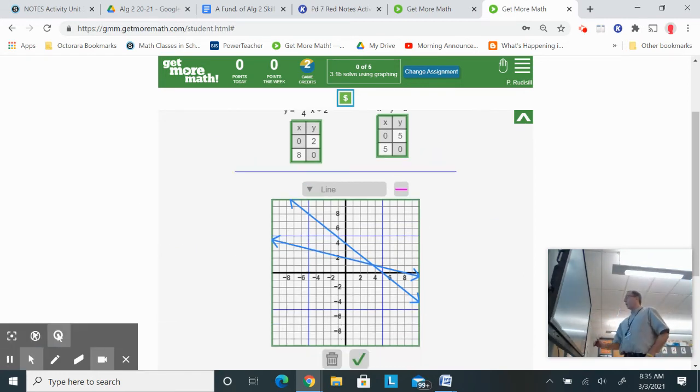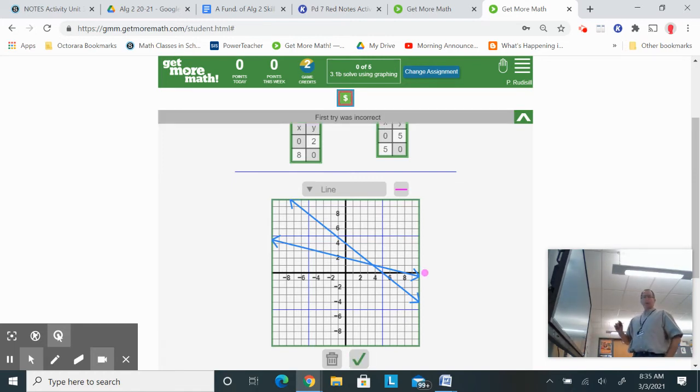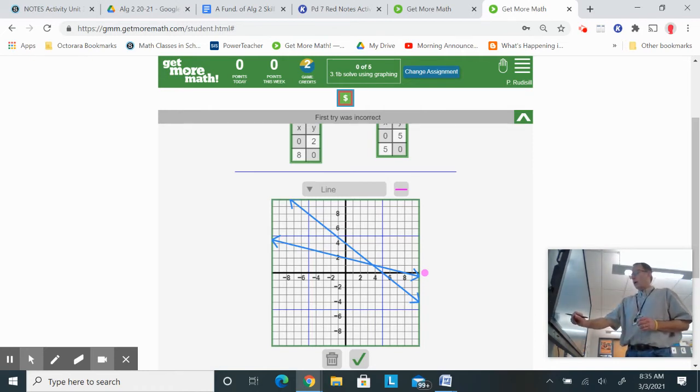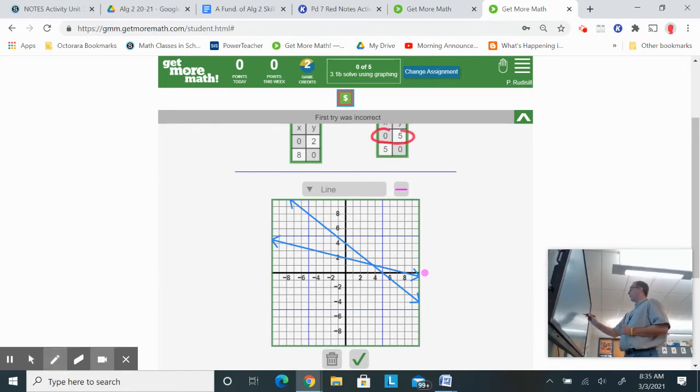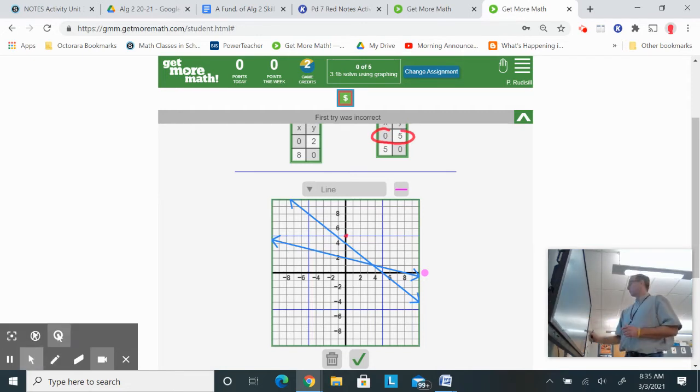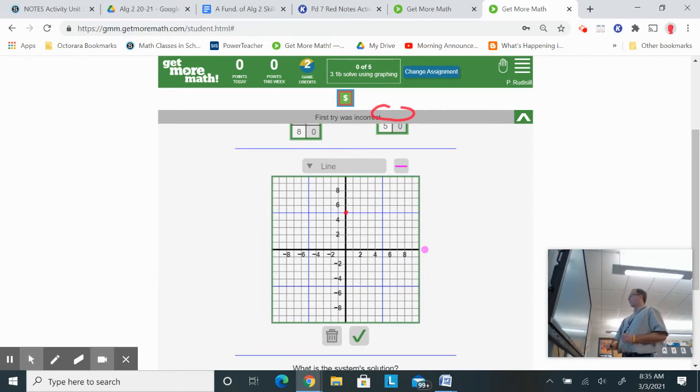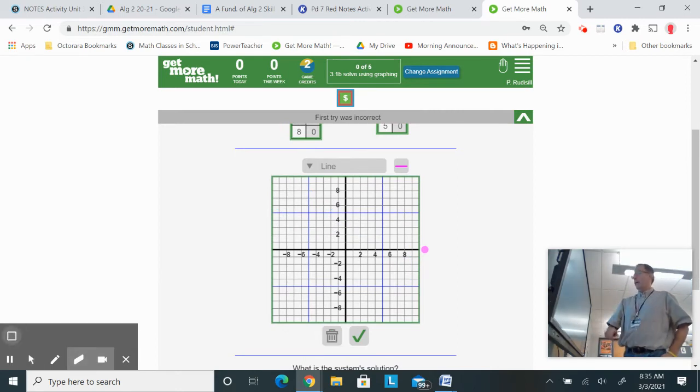Now before we go on, I'm going to hit this check here to make sure my graphing is correct. But notice I got a red dot. So that means I graphed one of these incorrectly. And I see that I should have graphed 0, 5. This ordered pair here should be here. So I need to hit the trash can, and I'm going to start that over again here. I'm going to get rid of that.